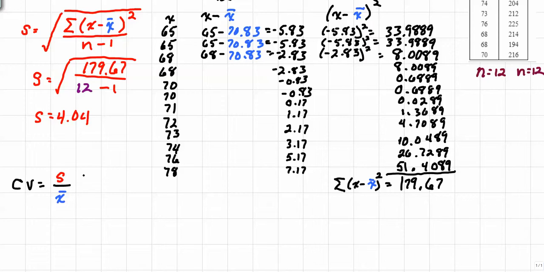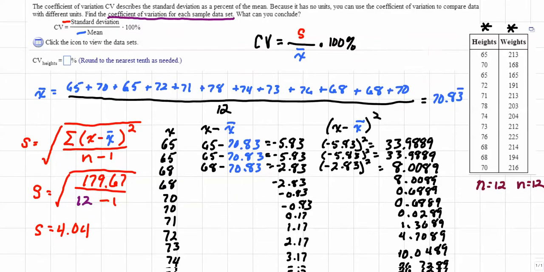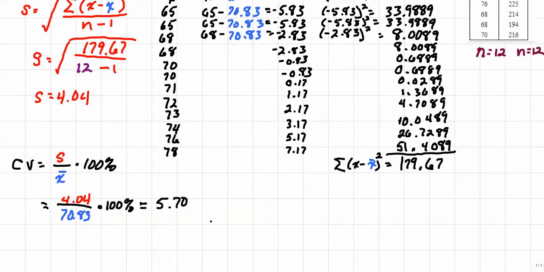And don't forget, we're going to multiply that by 100%. So we have 4.04, and we're going to divide that by 70.83, and then we're going to multiply that by 100 to get our coefficient of variation, which will be 5.70. Now we need to remember, if we're being asked to round to the nearest tenth, which it is, it's just simply going to be equal to 5.7.